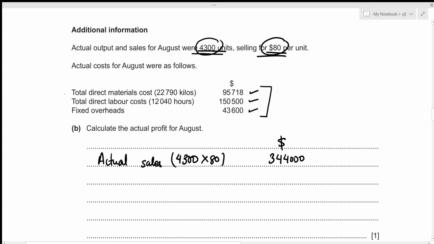Okay, then we just subtract all of our expenses. So the first one is direct materials, which has a value of 95,718.